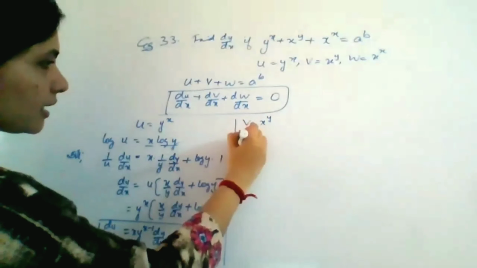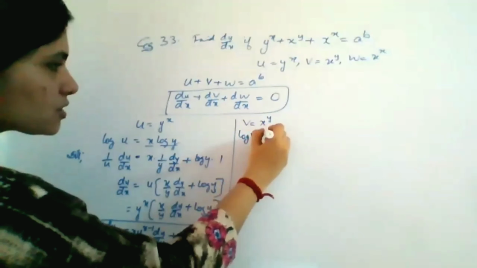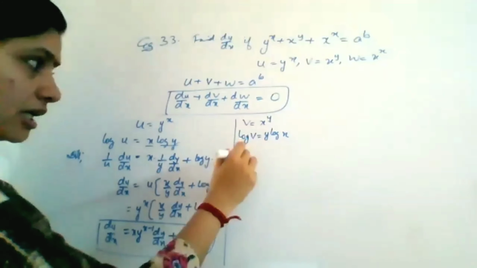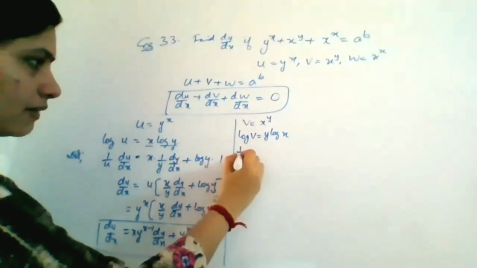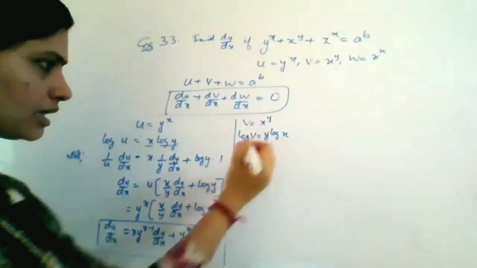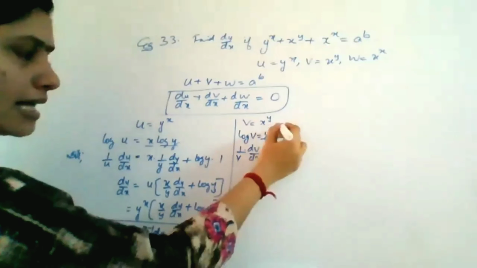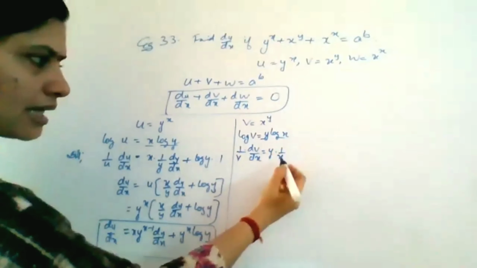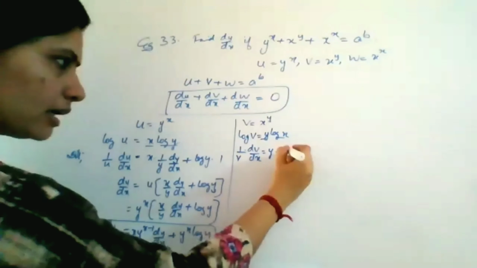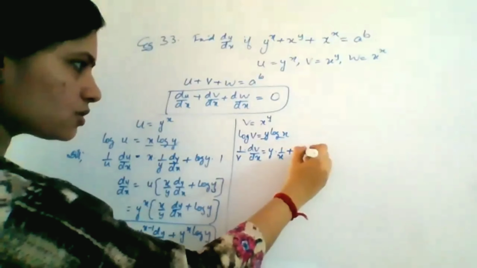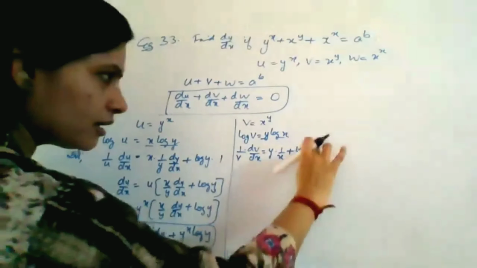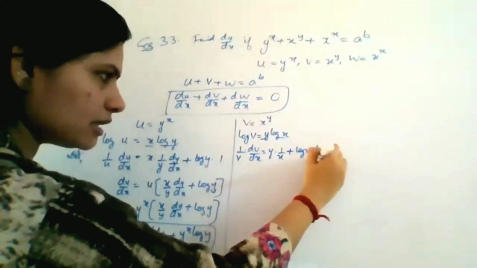So taking log on both sides, log v is equal to y log x. Differentiating both sides, you'll get 1 by v into dv by dx equal to y into 1 by x, again taking two terms as u and v. Again this is x, so you need not take dv by dx. That will give you 1 only, plus log x into derivative of y, which is dy by dx.